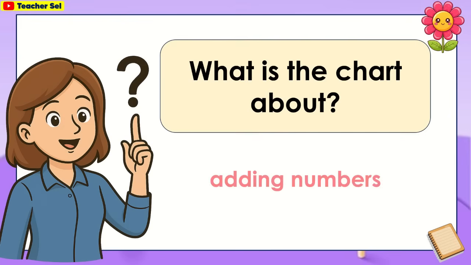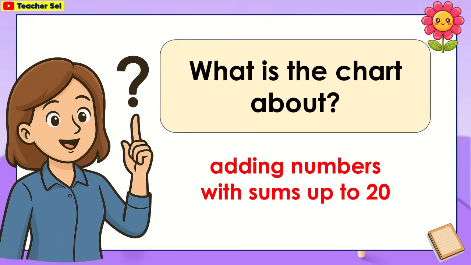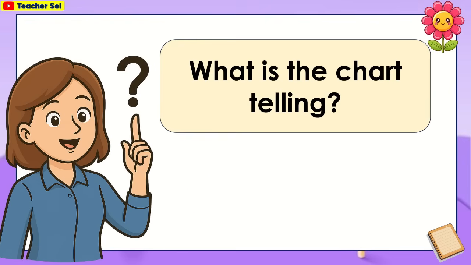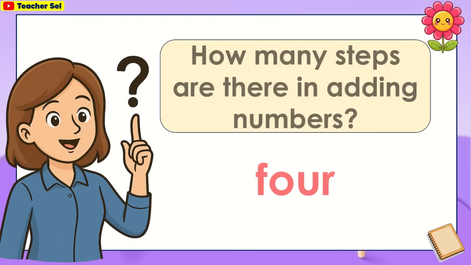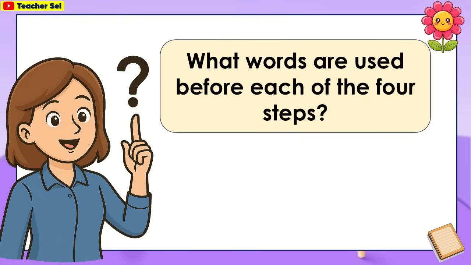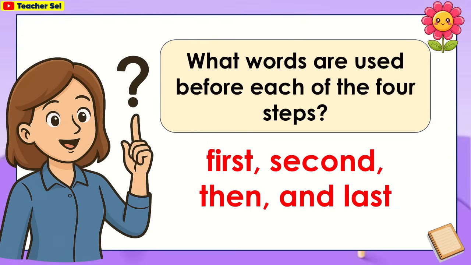What is the chart about? Adding numbers with sums up to 20. What is the chart telling? How many steps are there in adding numbers? There are 4 steps. What words are used before each of the 4 steps? First, second, then, and last.